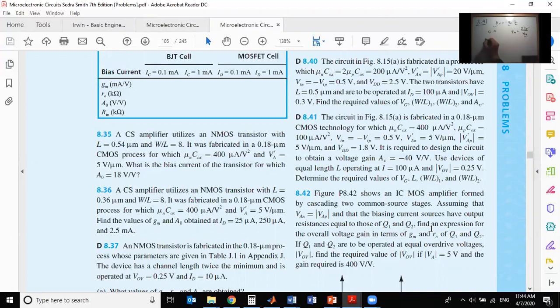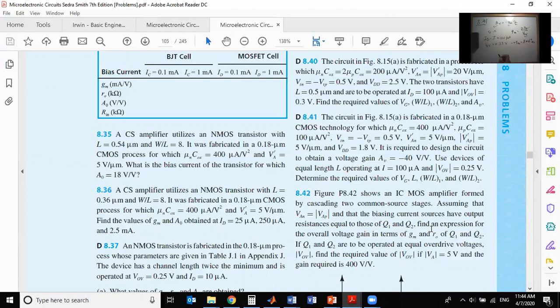So we have ID the same as I, which is 100 microamperes, right? And we have the overdrive as 0.25 volts. So we can find gm. Can someone calculate gm here? Because I don't have it here. I got 8 times 10 to the minus 4 ampere per volt, or mho, or 1 over ohm.